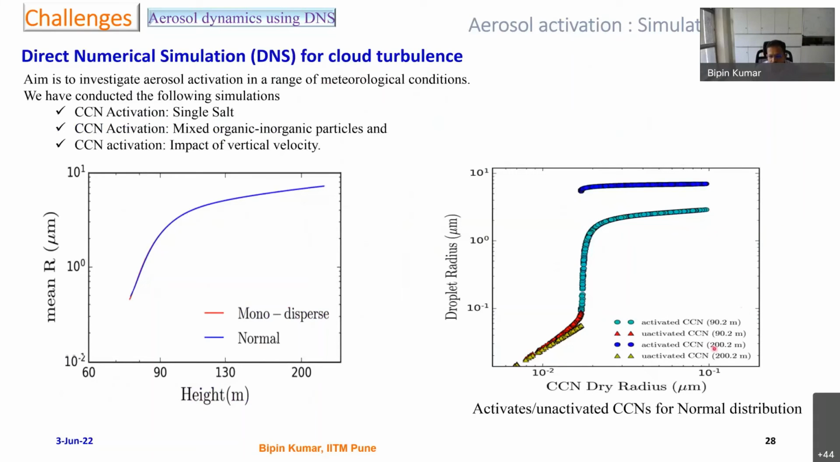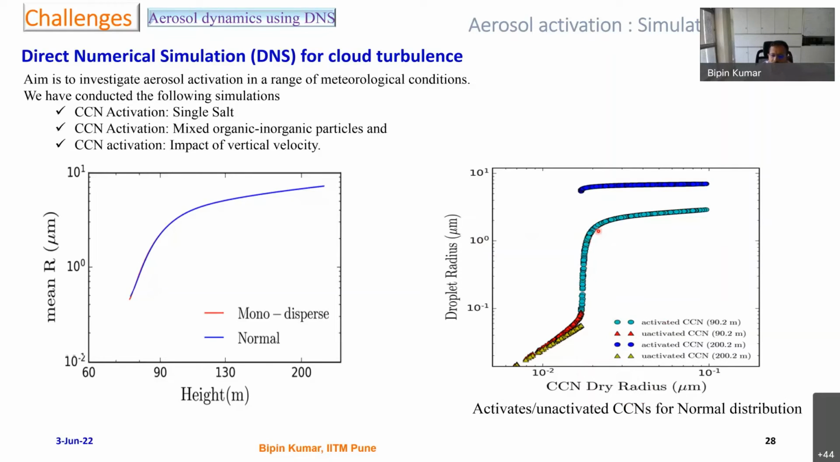If you see this figure very carefully, the red one and yellow one are the unactivated ones at different heights. One height is 90 meters, going up from the ground, and up to 90 meters we are getting different sizes of activated aerosol. These are the cloud droplets. On the x-axis it is the CCN size, and here it is droplets. You see they have reached up to 1 micron. This is the micron, and here is 0.1. They were in the nanometer size. So up to 90 meters, activation is going on.